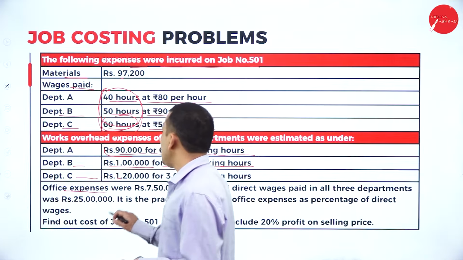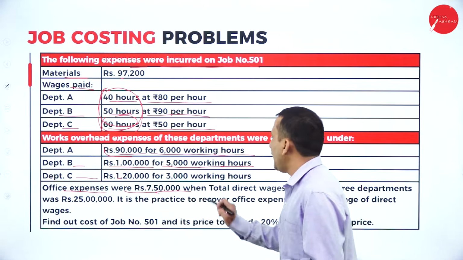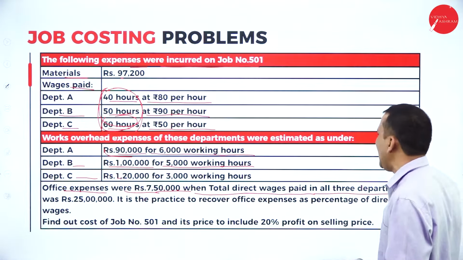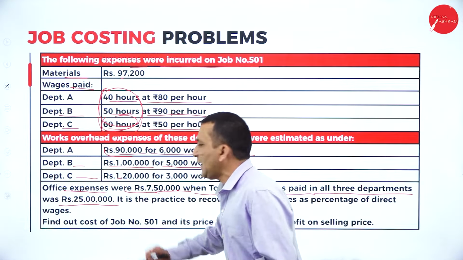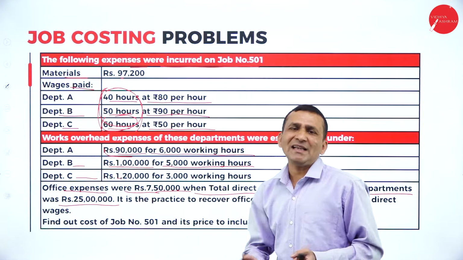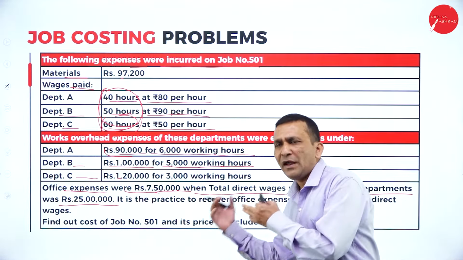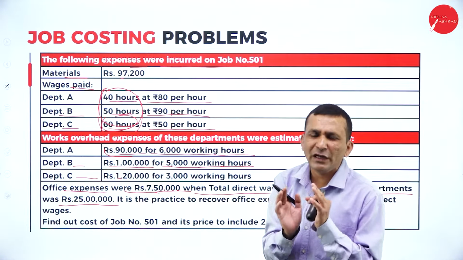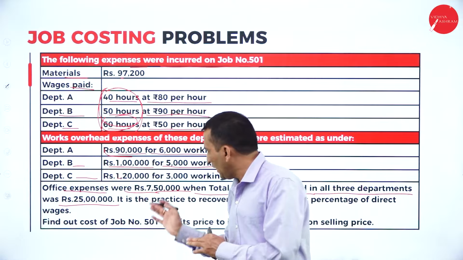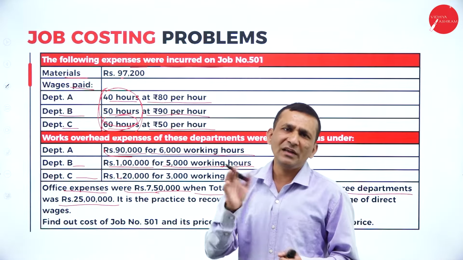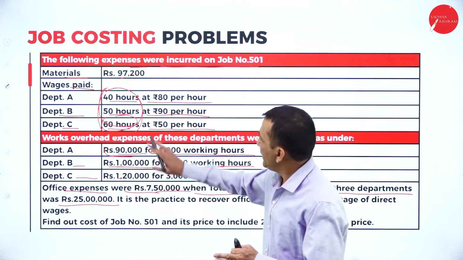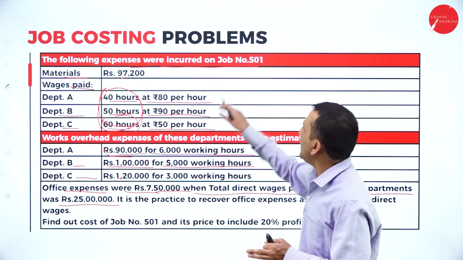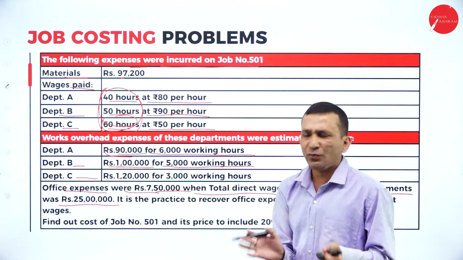Then office expenses were 7,50,000 when total direct wages paid in all three departments was rupees 25 lakhs. Because they specified all together. Now whenever you prepare for job number 501, we need to consider only the normal. Some historical data is provided, so with the help of historical data, which is applicable for all jobs, because especially we need to calculate only for job number 501.